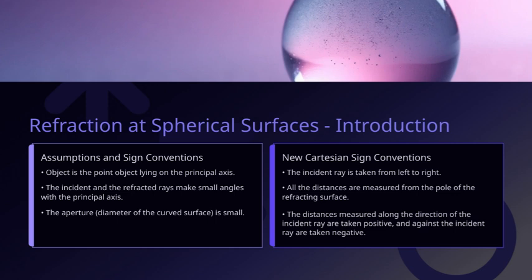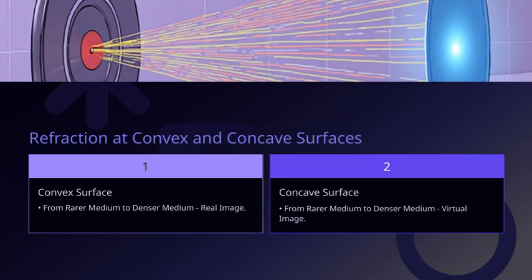All these conventions and assumptions are fundamental because they provide a consistent framework for analyzing refraction at spherical surfaces, tying into the broader theme of understanding how light behaves when passing through curved interfaces. Let's take a closer look at how refraction behaves when light passes from a rarer medium to a denser medium, specifically in relation to virtual images.